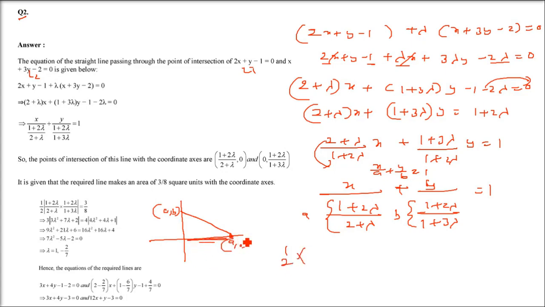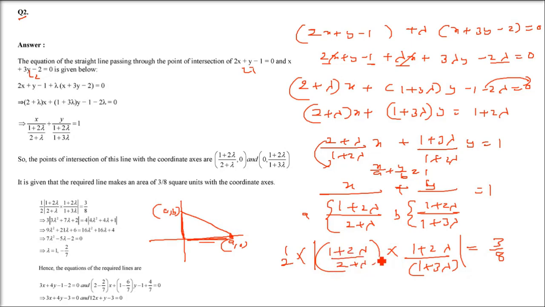So what is the area of this triangle? There is 90 degrees there, so half into base into altitude. Half into base. Base is what? a, which is (1 plus 2 lambda) by (2 plus lambda). What is the altitude? Altitude is this b, which is (1 plus 2 lambda) by (1 plus 3 lambda). So half into base into altitude equals 3 by 8. Now put it in the mod, because area cannot be negative. This equals 3 by 8.